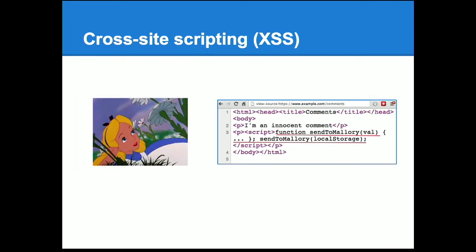Now, Mallory has a victim, Alice. When Alice goes to view the comments that have been submitted here, she sees a normal comment, and then she sees Mallory's comment. Her browser just sees Mallory's comment as an opening script tag with some JavaScript inside it and a closing script tag. The browser has no idea that this is supposed to be a string. So it treats it as a script, and it executes it, and it sends Alice's local storage to Mallory. So this is your basic cross-site scripting attack.